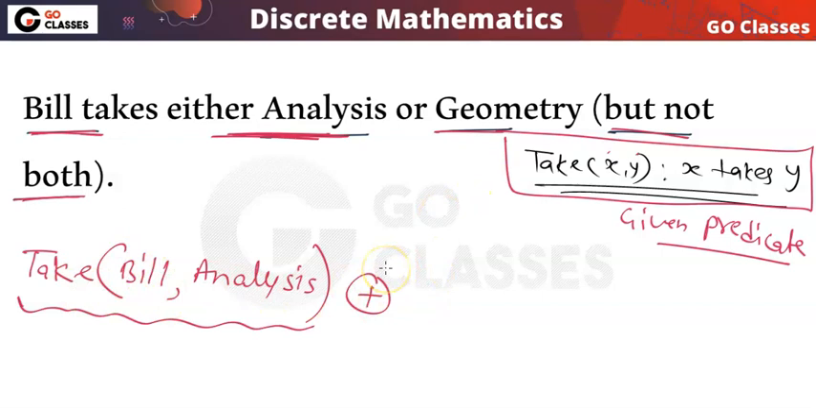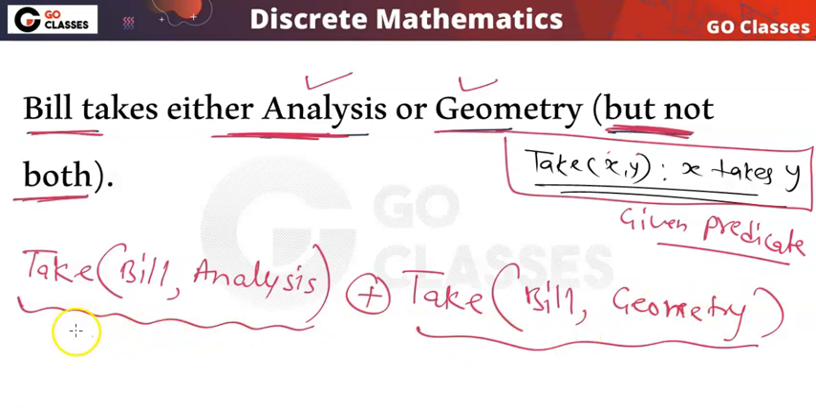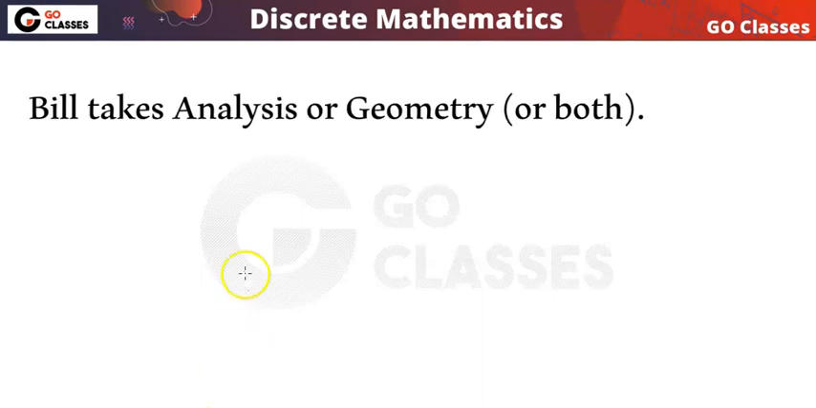Exclusive or. Why exclusive or? Because you can notice this is saying Bill takes analysis or geometry, but not both. That is the reason exclusive or. Okay. Next, Bill takes geometry. Take Bill, geometry. So this is our expression. Very simple. Bill takes analysis or Bill takes geometry, but not both. So this exclusive or means either or but not both. This will make sure that both are not happening. Very simple. Let's see the next example.